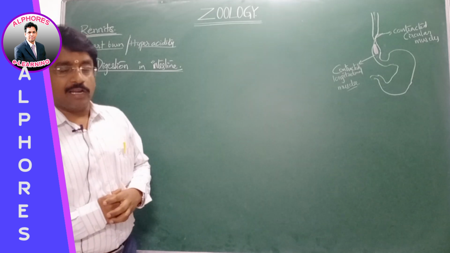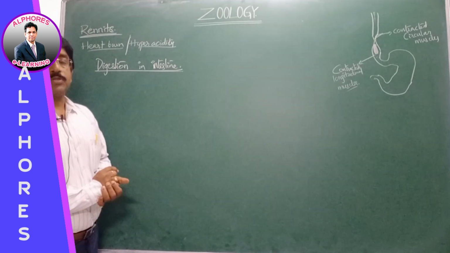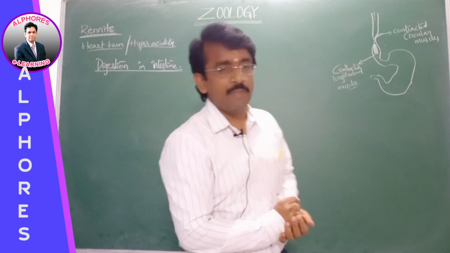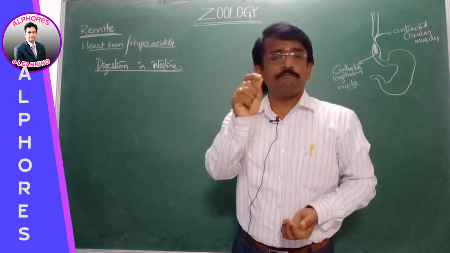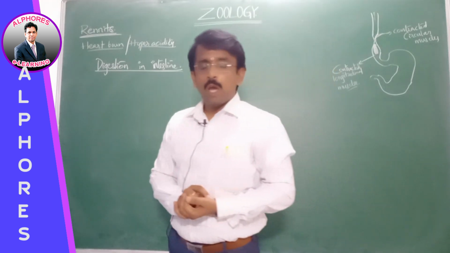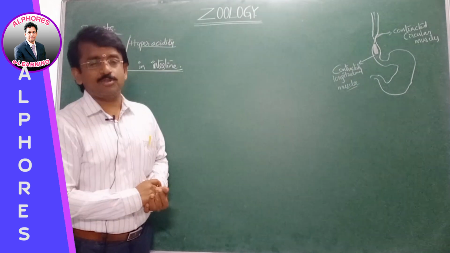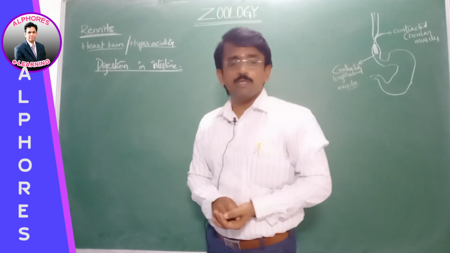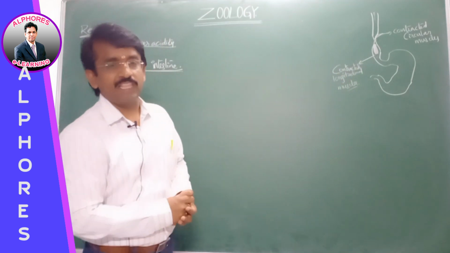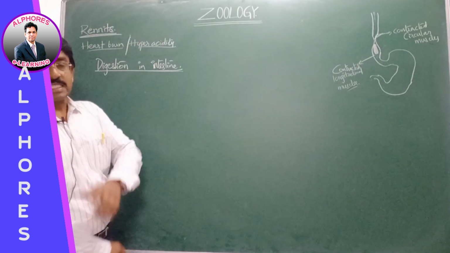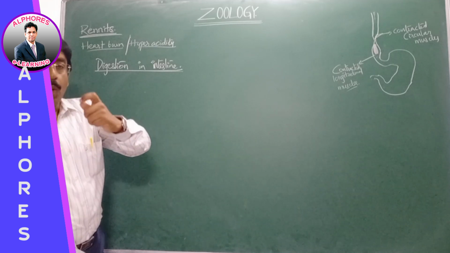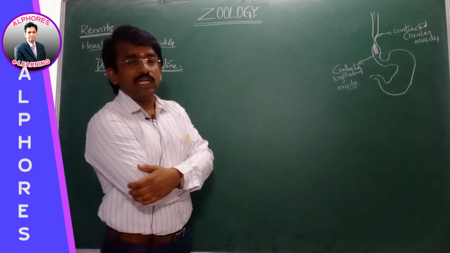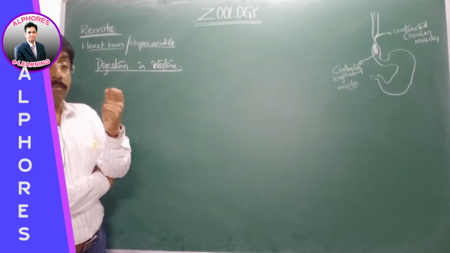Once the food chyme enters the small intestine through the pylorus opening, which is guarded by the pyloric sphincter, the sphincter regulates the flow of food from the stomach into the duodenum. Once the food reaches the duodenum, the vagus nerve, the 10th cranial nerve, stimulates the secretion of the secretin hormone. Secretin causes the secretion of bicarbonate from the pancreatic juice. Why?